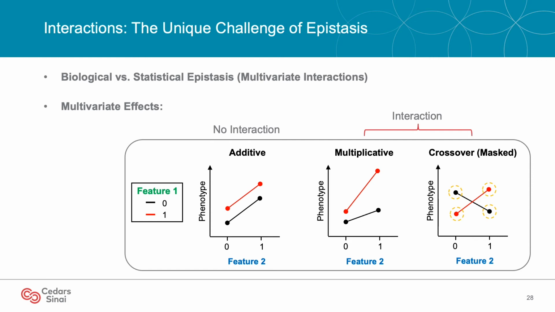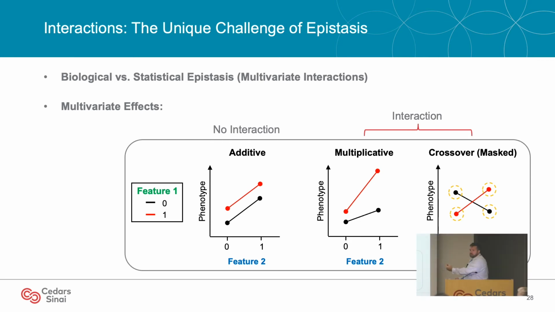We can also have a multiplicative interaction, right? And this is similar to additive, except the combination of the two variables gives us an exaggerated effect that we take into consideration. So again, if we look at one feature at a time, green first, we see that feature 1 has an impact on phenotype, as does feature 2.